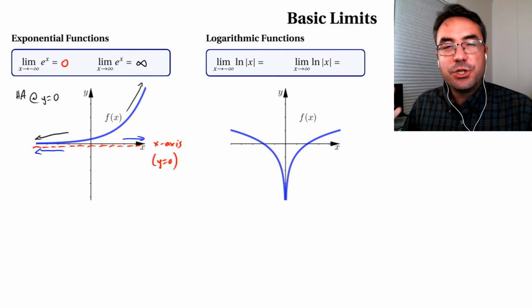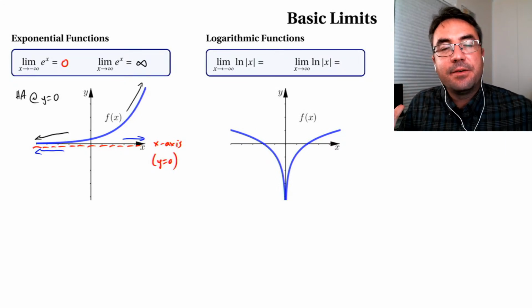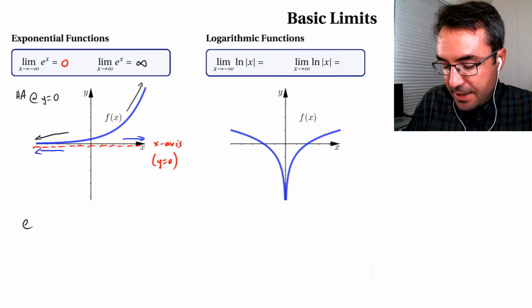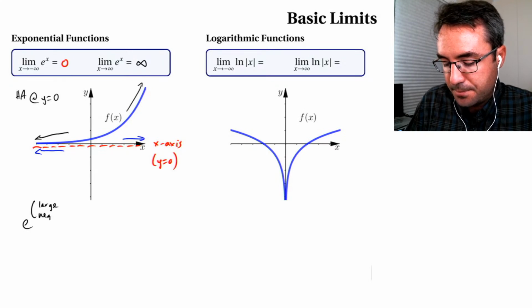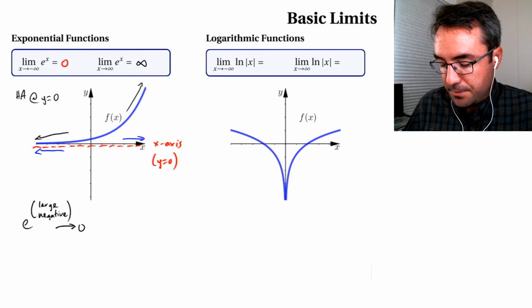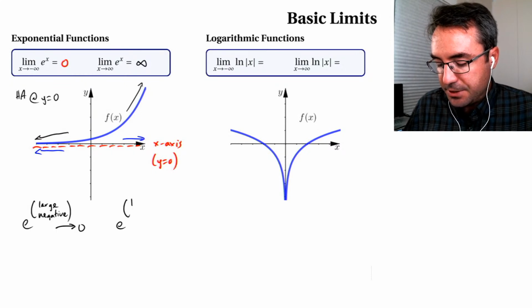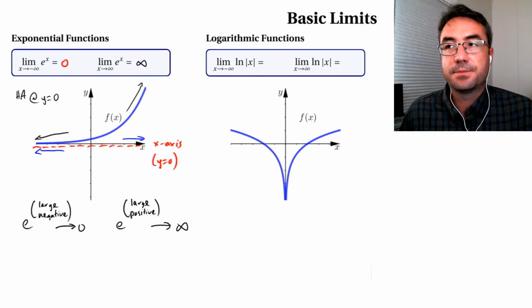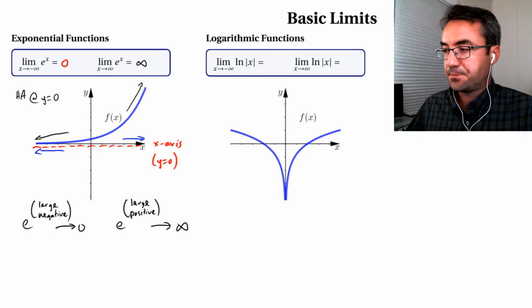So when we're doing limits later on, the picture to have in your head is that if we have e raised to a large negative number, the result is going to 0. And if we have e raised to a large positive number, well, the result is going to blow up and it's going to get larger and larger and larger. So it goes to infinity.